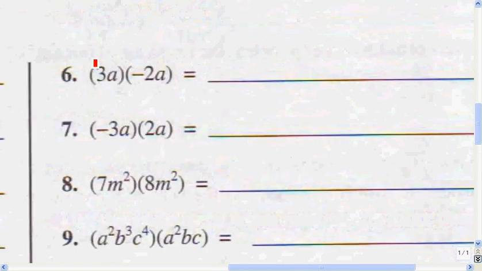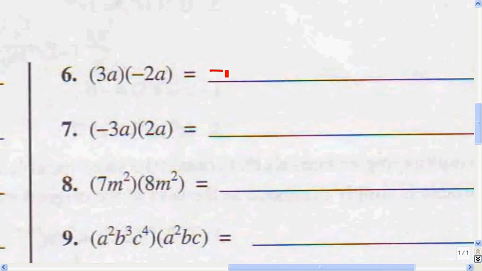Okay, our signs are different here for number 6. So we're going to put a negative there to show that the answer is negative. And then we multiply numbers. We get 6. And then you multiply the variables. When you're multiplying the variables, you add the exponents, so we get a squared.